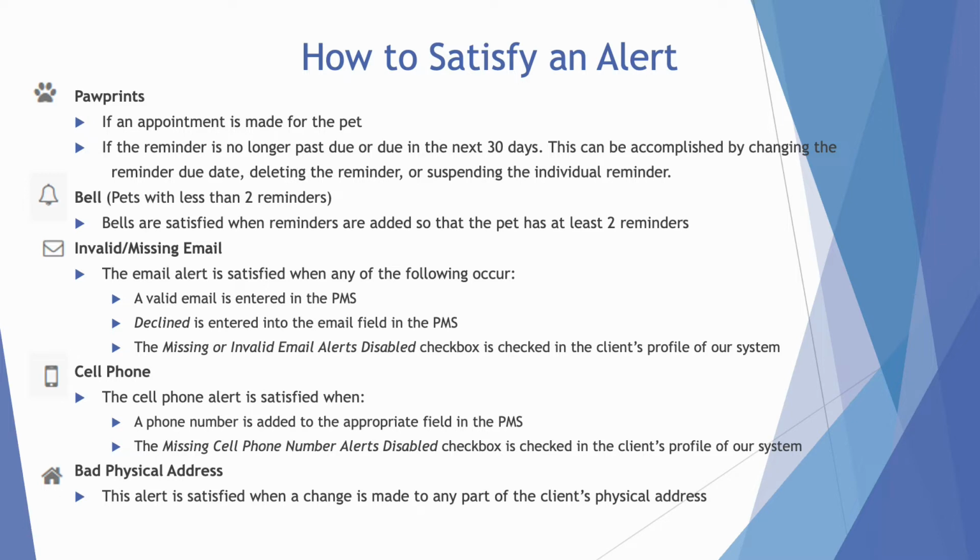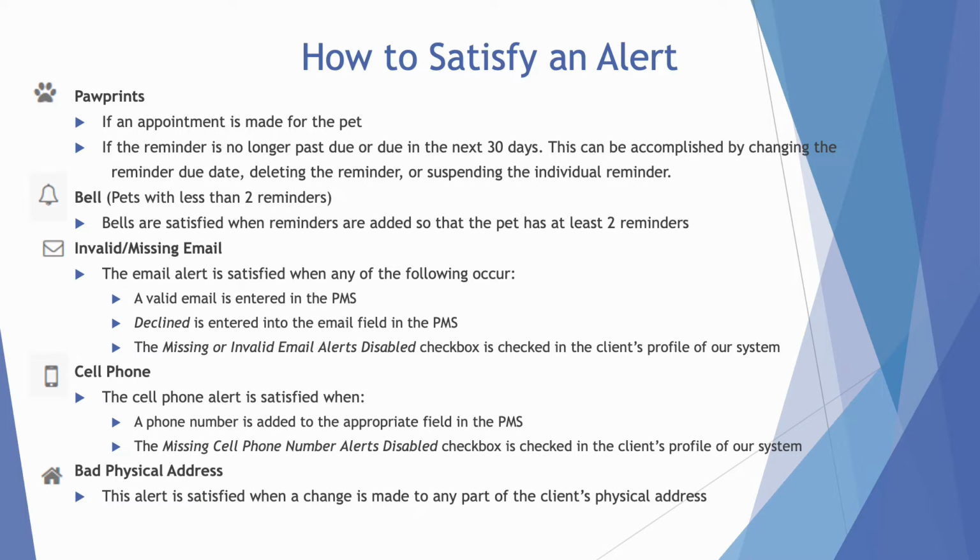Now remember the bell. The bell is going to let us know that you have a pet that's there today with less than 2 reminders, so he doesn't have reminders set up. All you have to do is put reminders in, and it's going to satisfy that bell. So again, if they're there for vaccines, it should be automatic in your system. It's going to set that reminder up. If not, you need to get the information. You need to enter that manually.